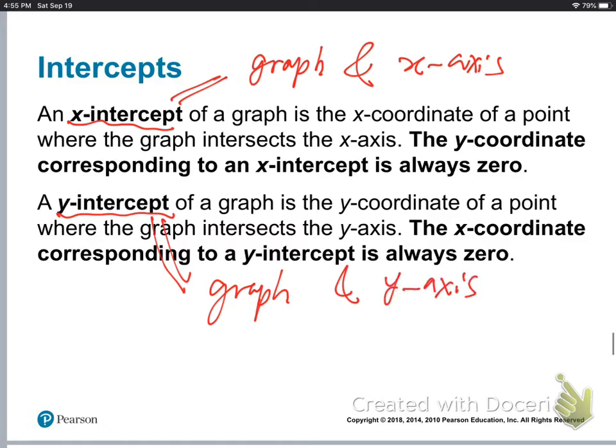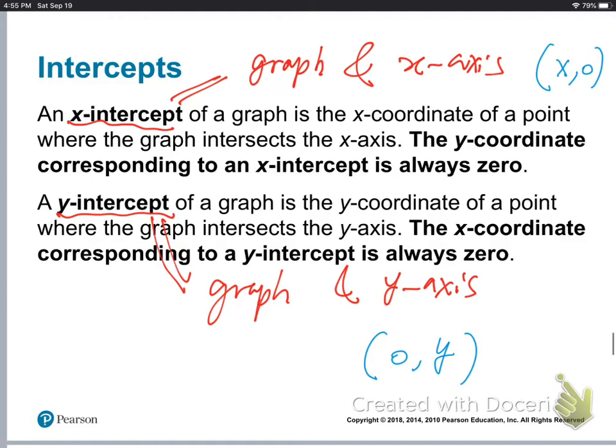Another way to remember that: for all the x-intercepts, the y part is 0. We only have the first number. We can move left or right, but not up and down. For all the y-intercepts, the x part is 0. So the x-intercept is on the x-axis, the y-intercept is on the y-axis, and they are both on the graph.